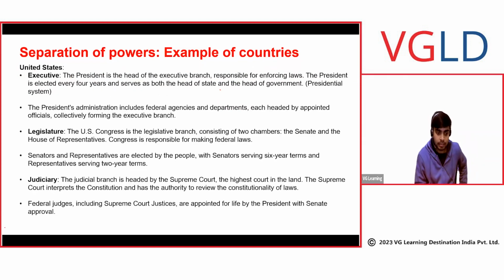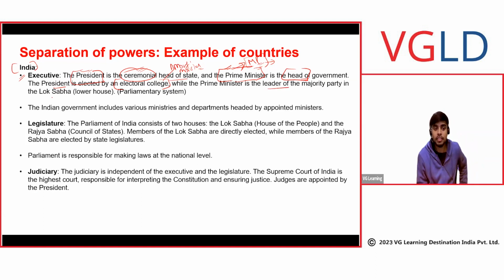Prime minister is the leader of the majority party, which is basically Lok Sabha, the lower house. We'll discuss what is Lok Sabha, Rajya Sabha here, but I hope this much is clear that president is basically ceremonial, prime minister is the head of the government in India. Okay.